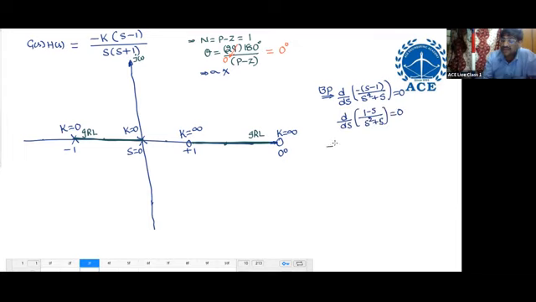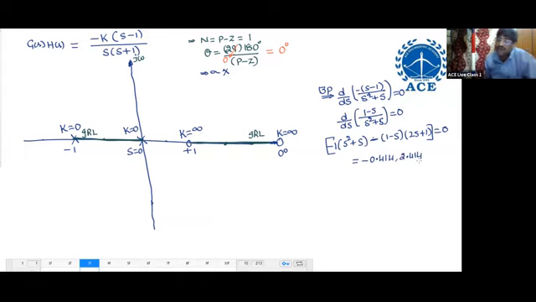Using the quotient rule, u dash v minus u into v dash. v dash means 2s plus 1, equal to 0. Now solve this and find the roots. You will get the break points as minus 0.414 comma 2.414.